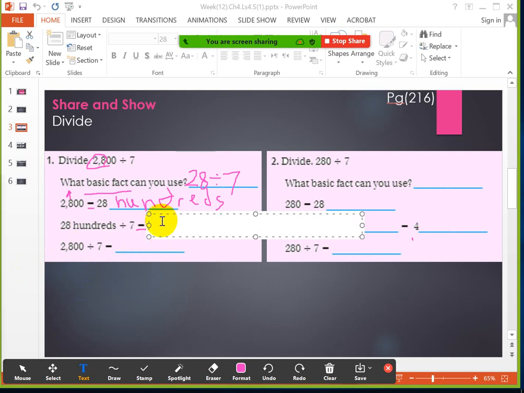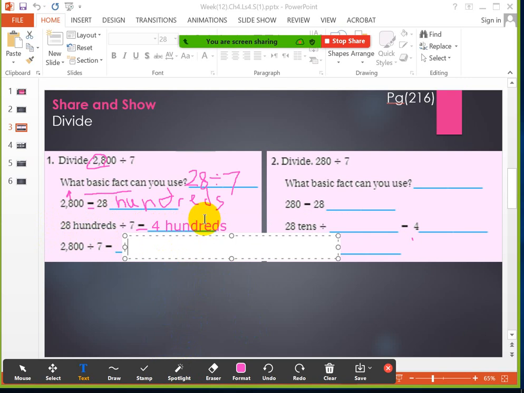So 4 multiply 7 equals 28. That means the answer will be what? The answer will be 4 hundreds, of course, because I'm dividing a hundreds number. That means 2800 divided by 7 equals 4 hundreds. 4 hundreds means what? 4 multiply 100 equals what? 400. This is the answer.